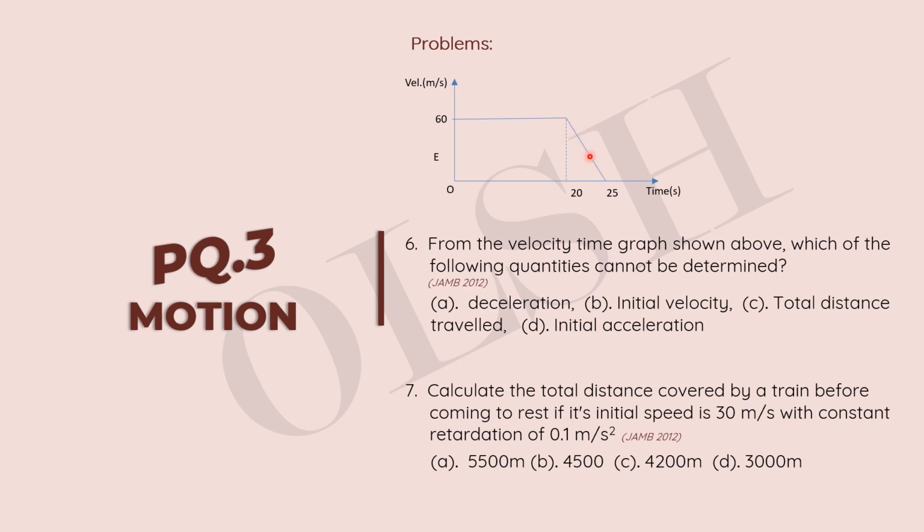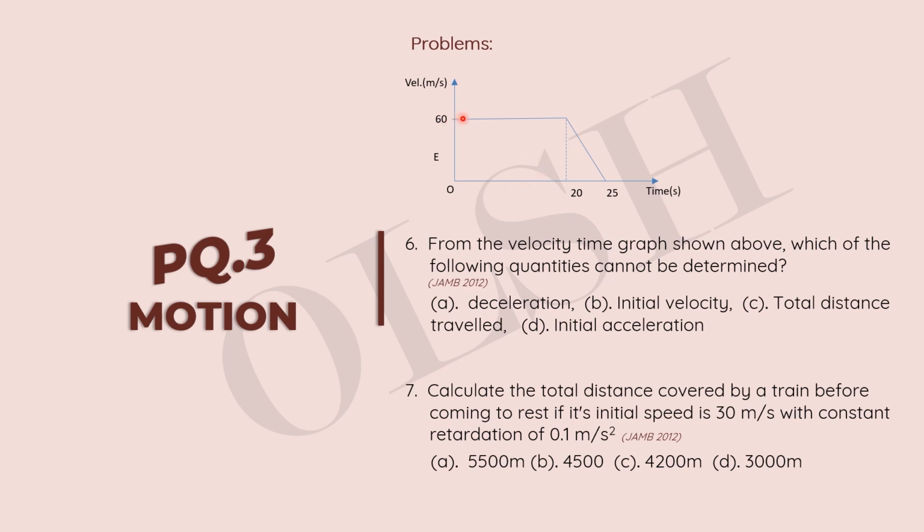this line here is the line that represents deceleration. Initial velocity, of course, this is the initial velocity. It's at the point 60, so where it starts from, the velocity at the point it starts, that's the initial velocity. We can deduce it from the graph. Total distance traveled, we can deduce it from the graph by finding the area under the curve. Okay, we're going to get the total distance traveled.